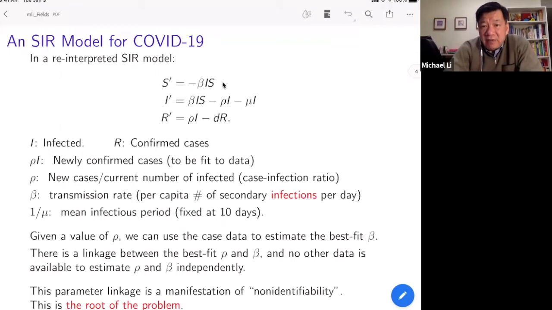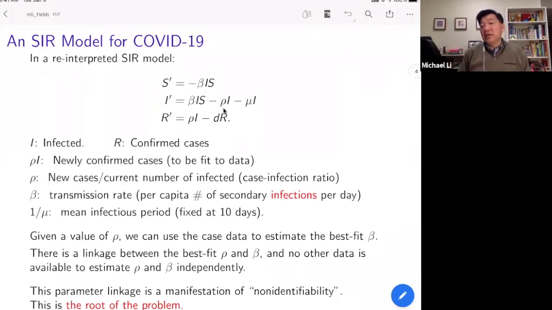If I give any value to rho, let's say this is like SARS, I say rho is 1/5. And then I only have 1 parameter to fit. I can fix I0, for example, and then I can easily fit beta from the case data. There's no problem with that.